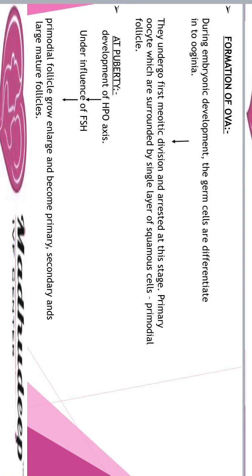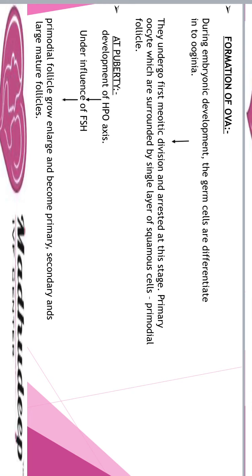At puberty, what happens? Because up to puberty, in the pre-pubertal stage, no hormones of reproduction are secreted. But once puberty is achieved, there is an activation of the HPO axis. So there is a link starting from the hypothalamus, pituitary and the ovary. So HPO axis development started.